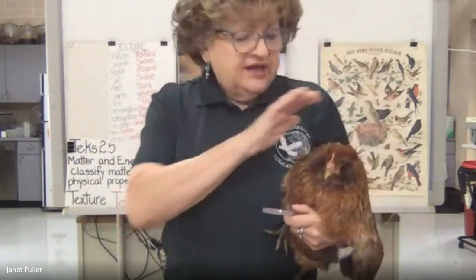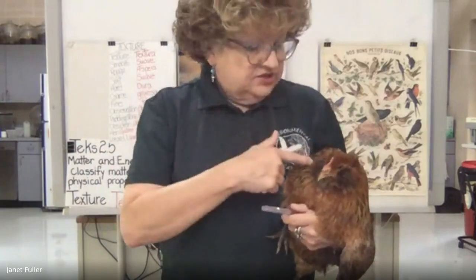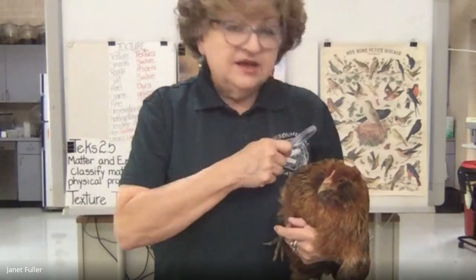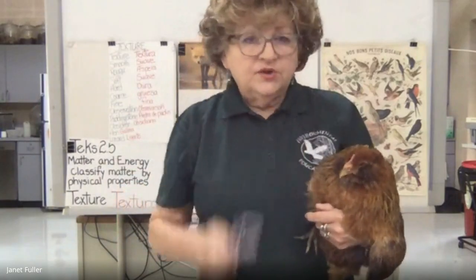Now, in science, we observe using our five senses: sight, smelling, taste, hearing, and touch. So I touched the chicken to see how smooth she was. I looked at the chicken. I saw how smooth she was. I take the hand lens. Indeed, she is smooth. So we're going to put her down, and we're going to look at an animal that is rough.